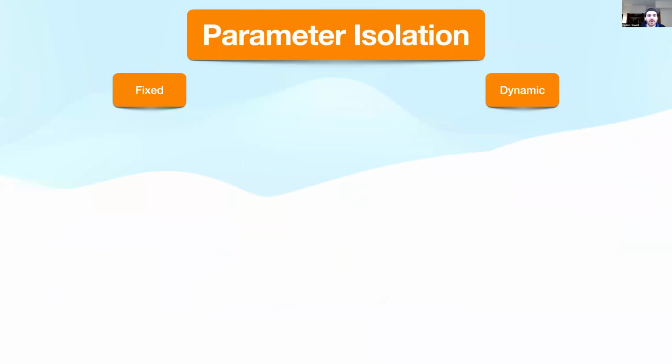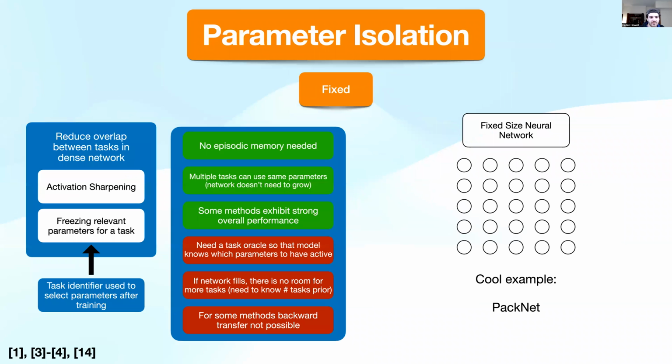So then we also have parameter isolation methods. These can be fixed and dynamic. In fixed parameter isolation methods, the idea is simple. We have a constrained neural network, where there's not a lot to change in size, and we want to force as much representation into it as possible across a number of tasks. Now, of course, that means that you have to choose a good initial network size. But let's look at an example real quick.